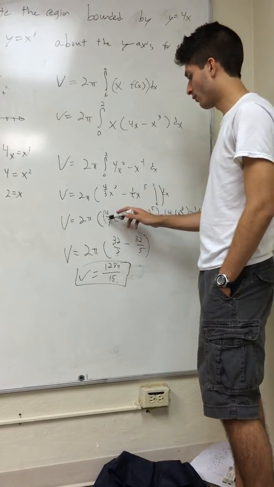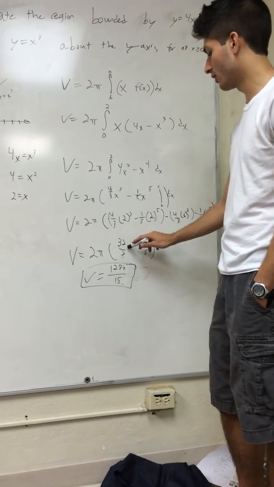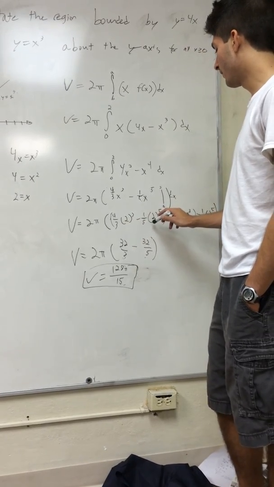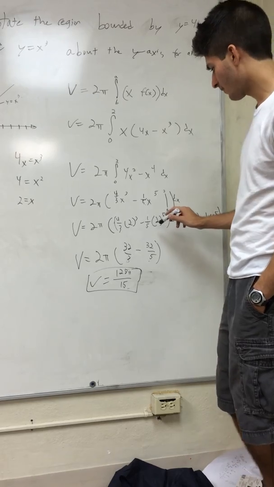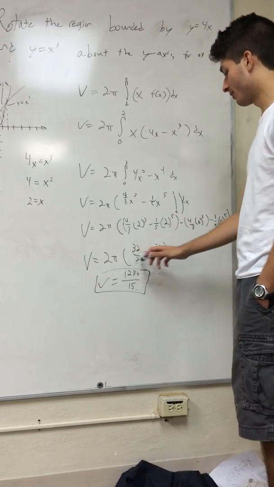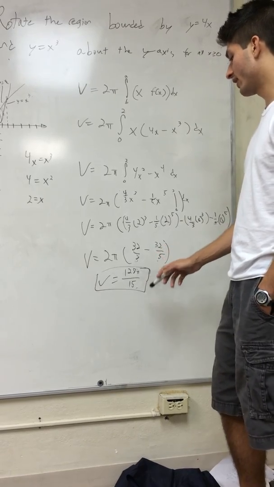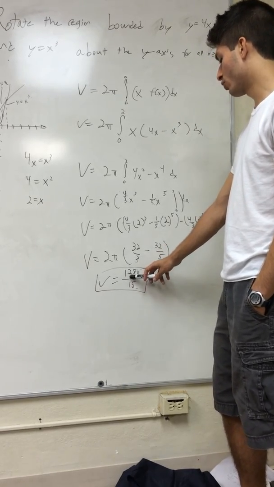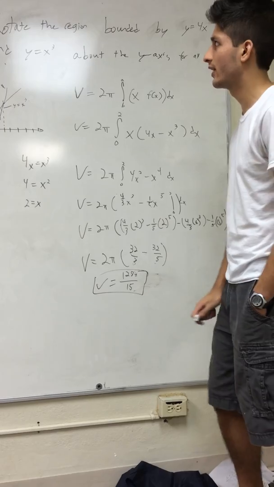And this over here, 4 over 3 times 2 to the 3rd, equates to 32 over 3. Then negative 1/5 times 2 to the 5th equates to 32 over 5. When you simplify this, finding like denominators and all that, you end up with a final answer of 128 pi over 15. And that's how you do this problem.